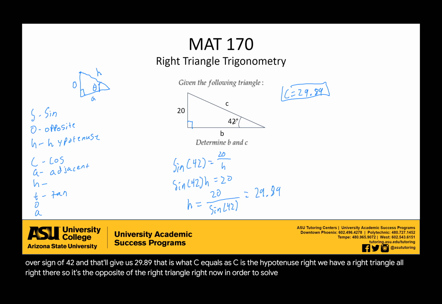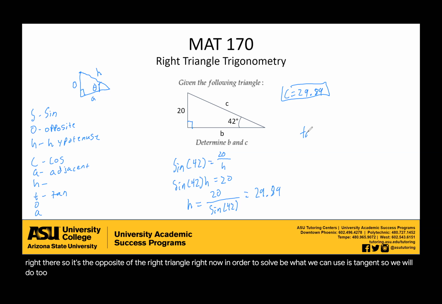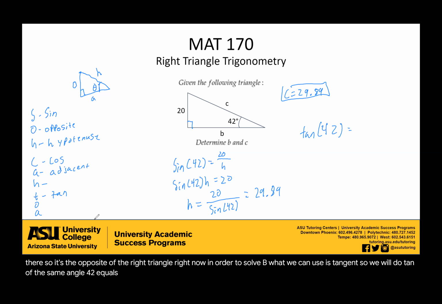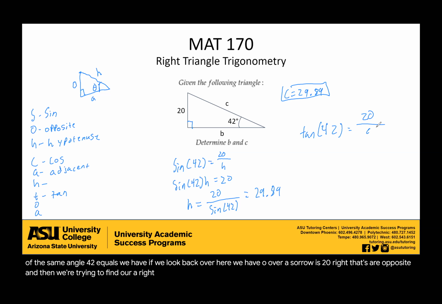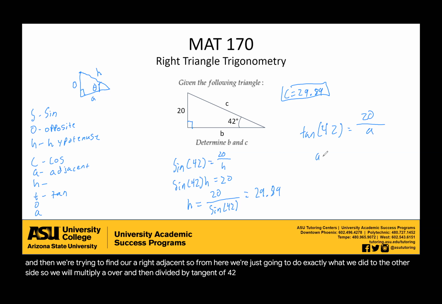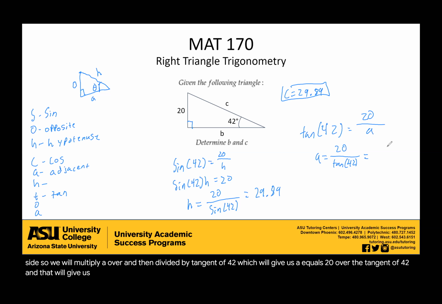Now, in order to solve for B, we can use tangent. So we will do tan of the same angle, 42, equals, if we look back over here, O over A. So our O is 20, right? That's our opposite. And then we're trying to find our A, the adjacent. So from here, we're going to do exactly what we did on the other side. We'll multiply A over and then divide by tangent of 42, which will give us A equals 20 over the tangent of 42. And that will give us 22.21. And that is what B will equal.